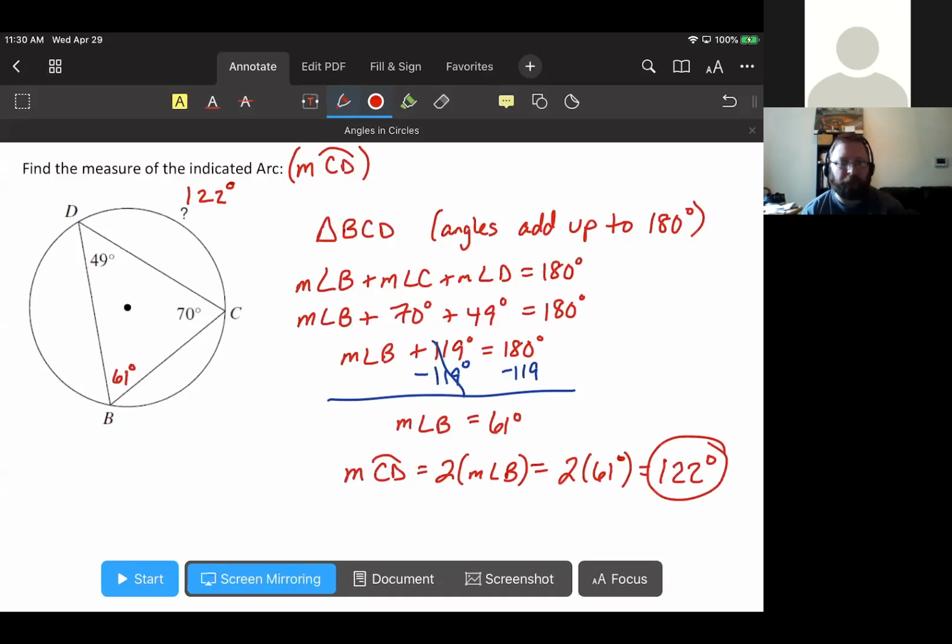Again, grab a screenshot. I think there's one more example. I don't honestly remember. We're going to look. Okay, so grab a screenshot if you want it. We got one more we're going to go over. Again, remember that an inscribed angle is half of the intercepted arc. A central angle is equal to the intercepted arc.